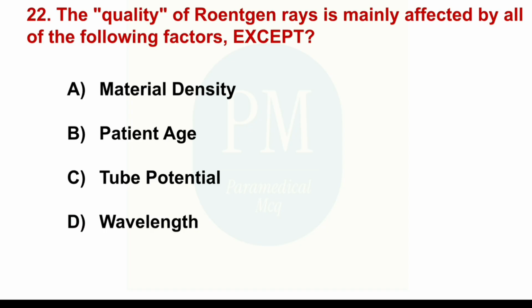The quality of Röntgen rays is mainly affected by all of the following factors except: option A, material density, option B, patient age, option C, tube potential, option D, wavelength. The correct option is option B, patient age.